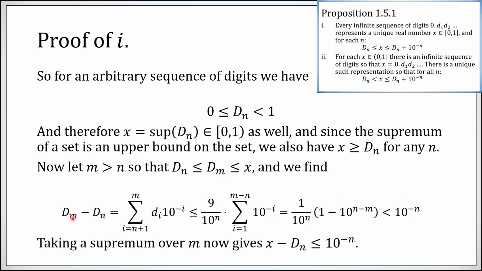So now if I take a supremum over m, I'll end up with an x here, and we get x minus dn is less than 10 to the minus n, less than or equal to because we passed into a supremum, and that establishes the inequality on the right here.